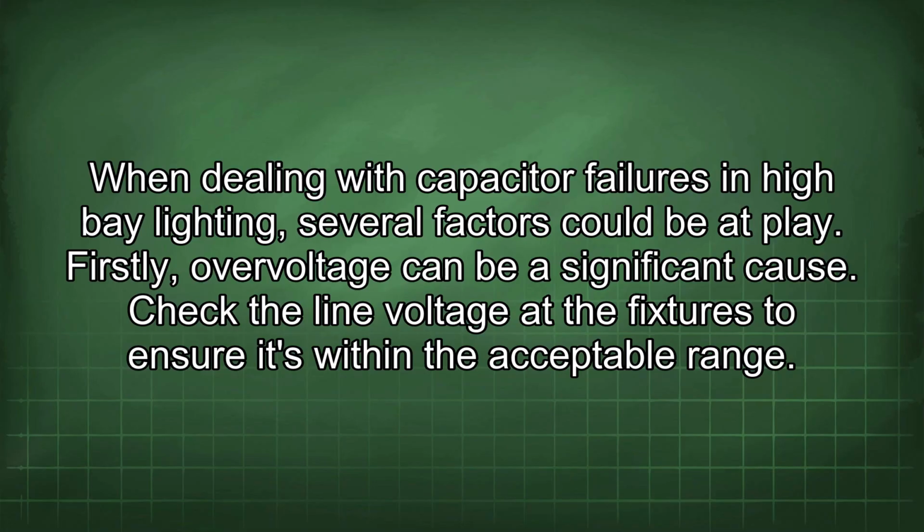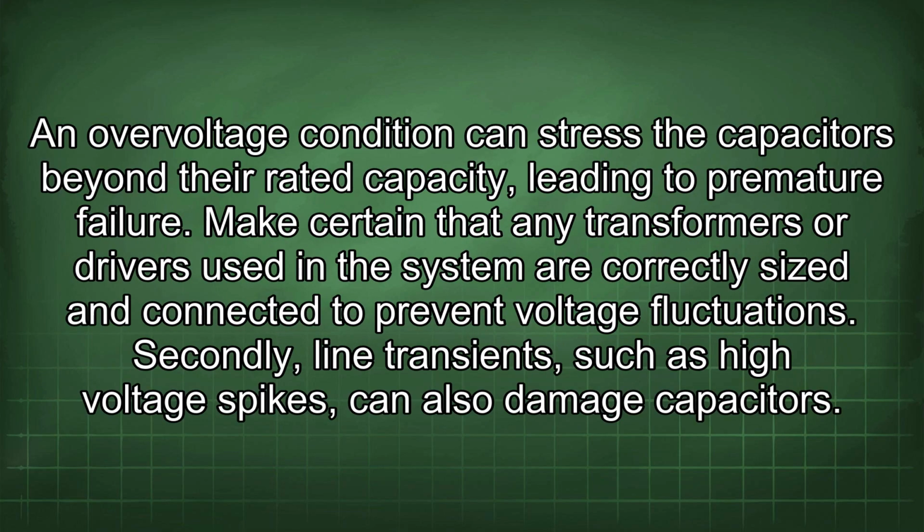When dealing with capacitor failures and high bay lighting, several factors could be at play. Firstly, overvoltage can be a significant cause. Check the line voltage at the fixtures to ensure it's within the acceptable range. An overvoltage condition can stress the capacitors beyond their rated capacity, leading to premature failure. Make certain that any transformers or drivers used in the system are correctly sized and connected to prevent voltage fluctuations.